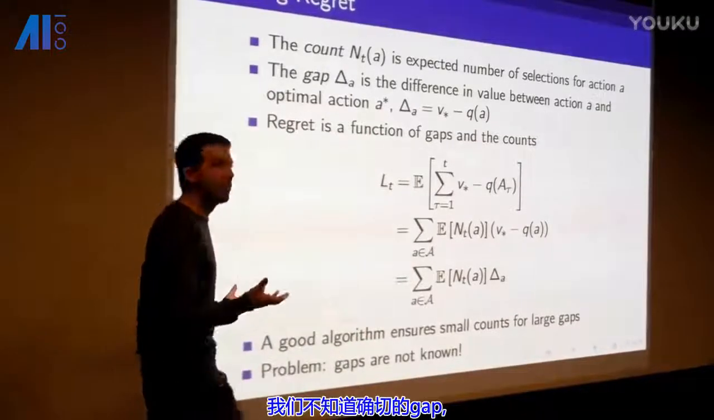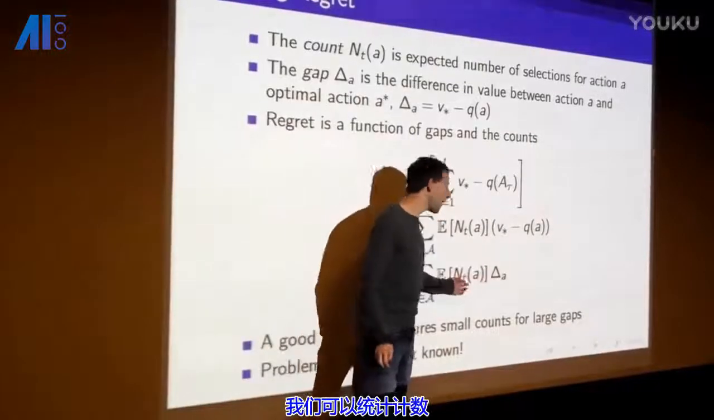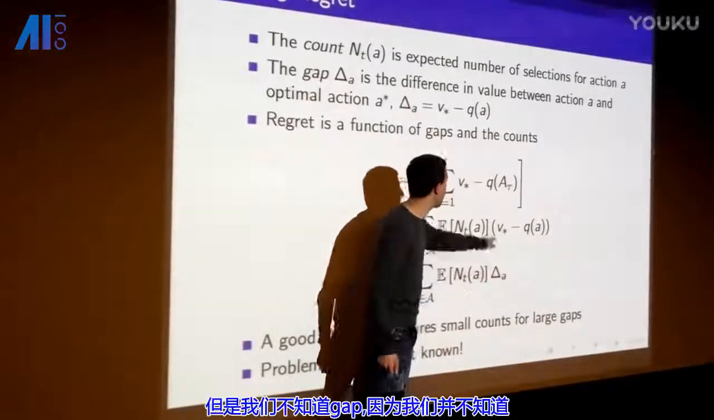And the problem is that these gaps aren't known. We don't know these gaps. We can count how many times we pick an action, but we don't know the gaps because we don't know V star.